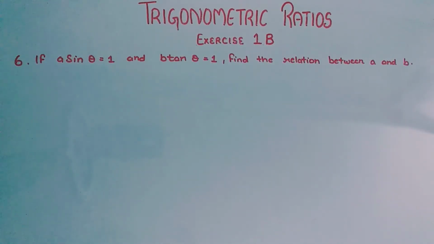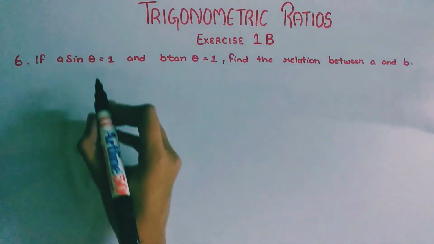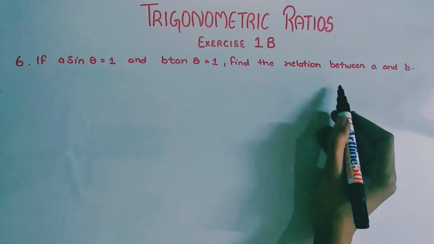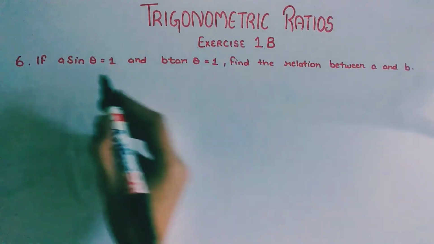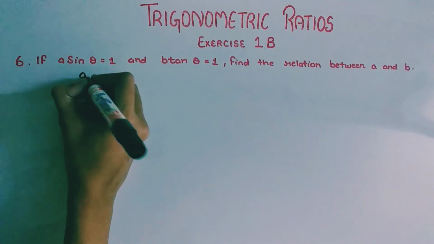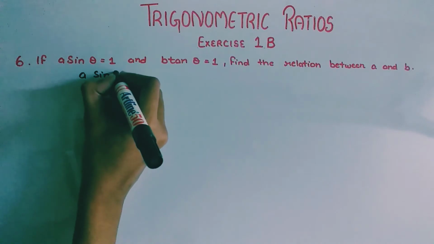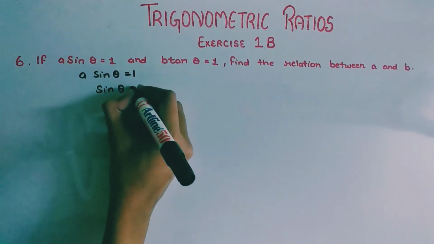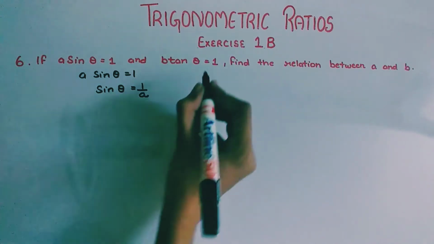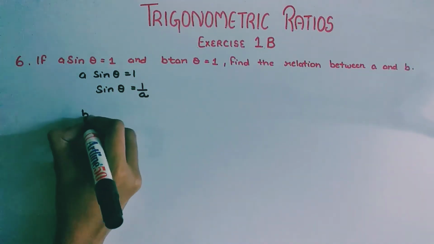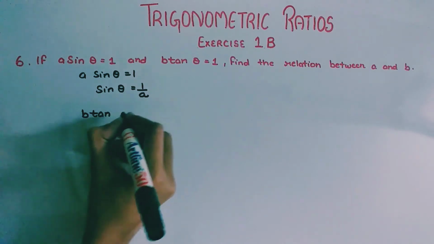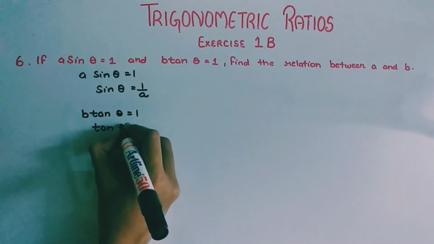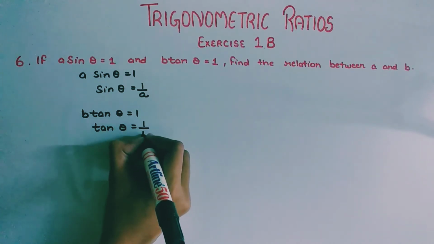Our next question is, if a sin theta is 1 and b tan theta is equal to 1, then we need to find the relationship between a and b. We have first relation, that is a sin theta is equal to 1, hence sin theta is equal to 1 divided by a. Similarly, we have second equation, that is b tan theta is equal to 1, hence tan theta will be equal to 1 divided by b.